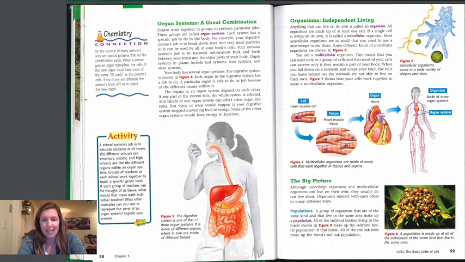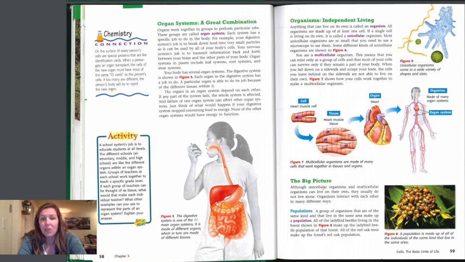You are a multicellular organism. This means that you can only exist as a group of cells and that most of your cells can survive only if they remain a part of your body. When you fall down on a sidewalk and scrape your knee, the cells you leave behind on the sidewalk are not able to live on their own.